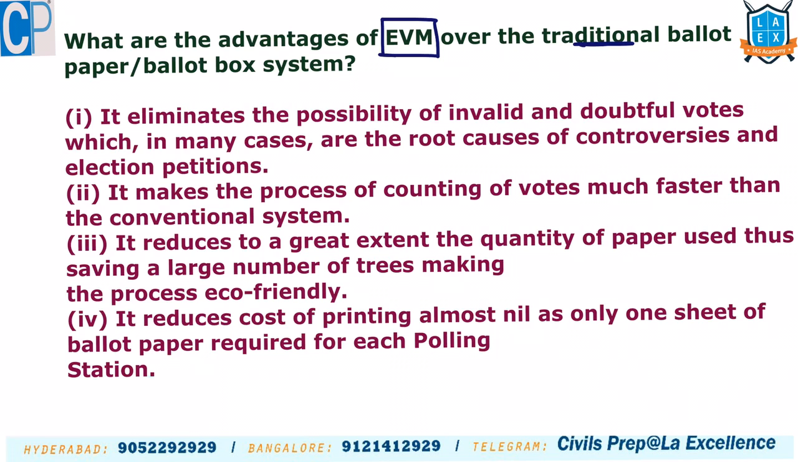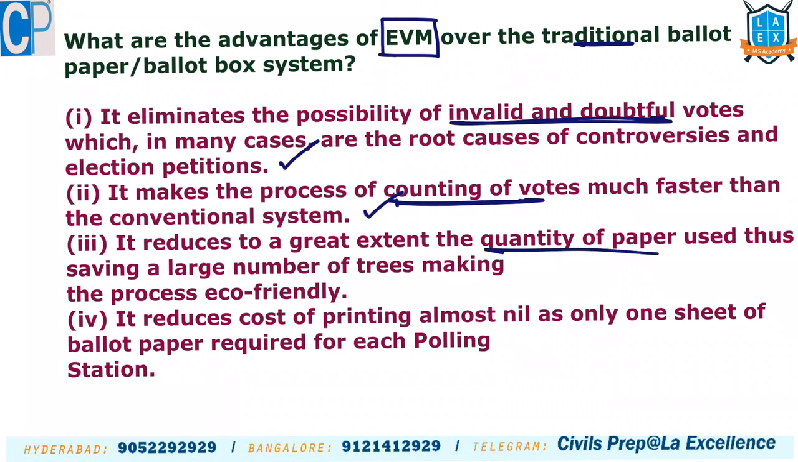First of all, it eliminates the invalid and doubtful votes. Here, we are not stamping anything. We are exactly pressing the button for whom we want to vote. So invalid votes and doubtful votes are eliminated. Then counting becomes very easy. At the press of a button, we get to know all the votes polled, to which candidates, how many votes polled, etc. So it is very speedy and less controversial.